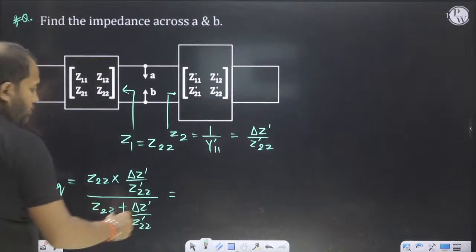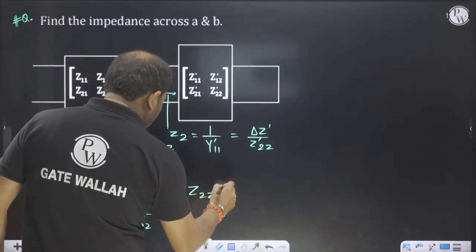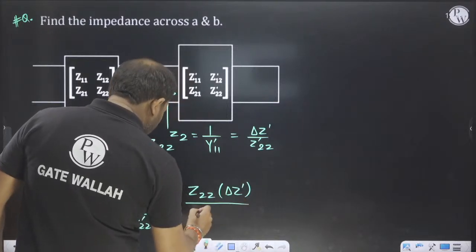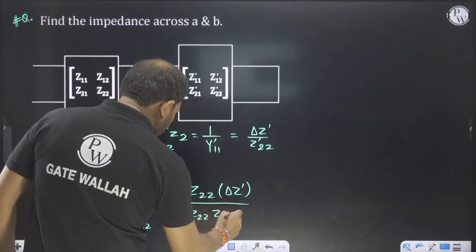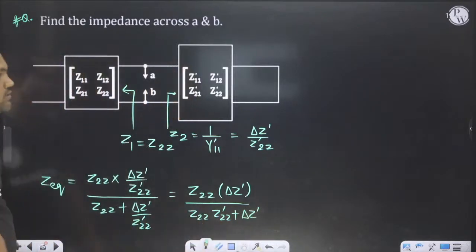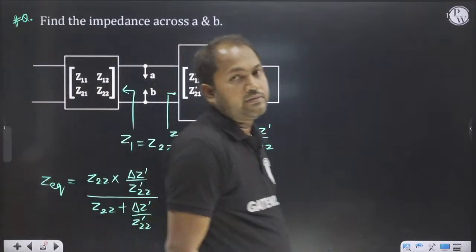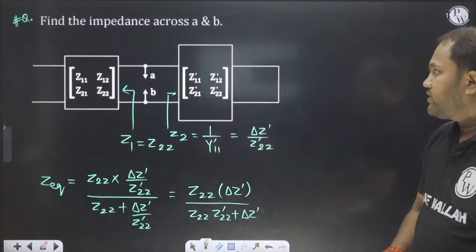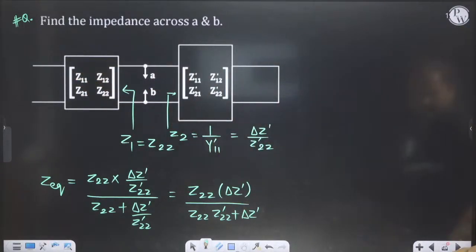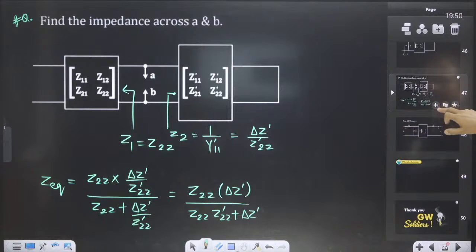So Z22 dash will be cancelled out. Z22 into delta Z dash divided by Z22 dash plus delta Z dash. So this is our Z equivalent. Very easy, just think open circuit, short circuit. Done.